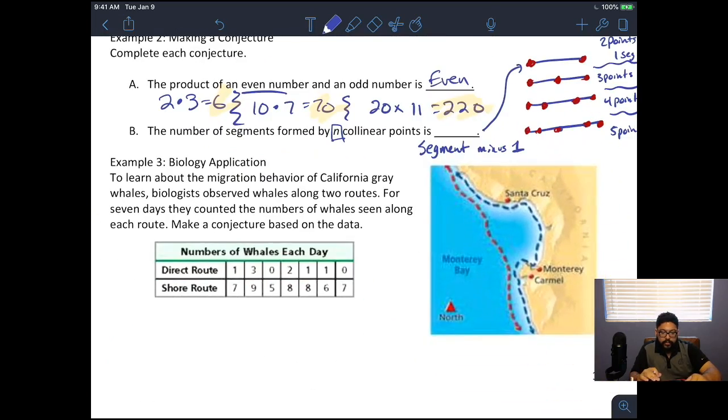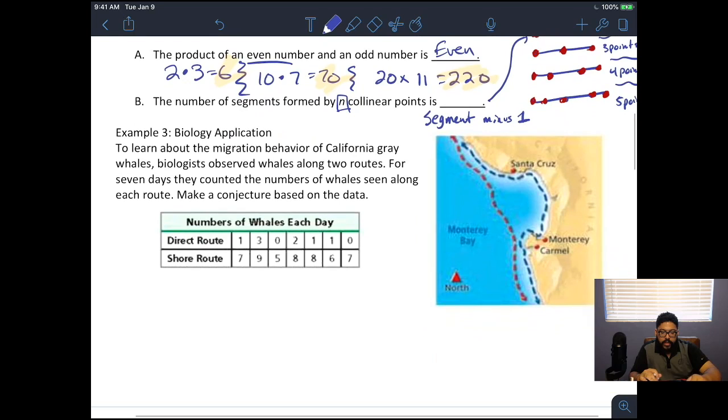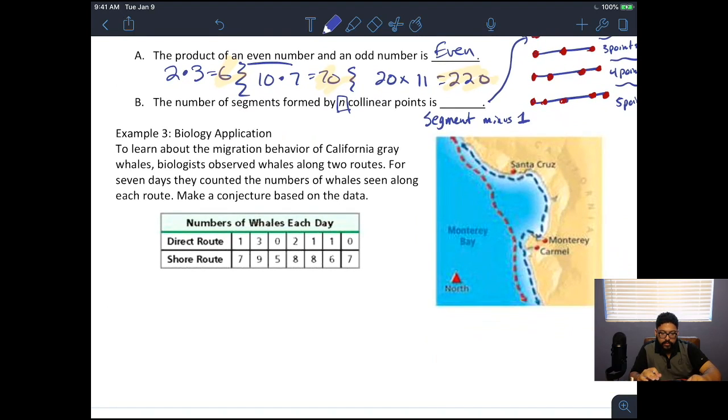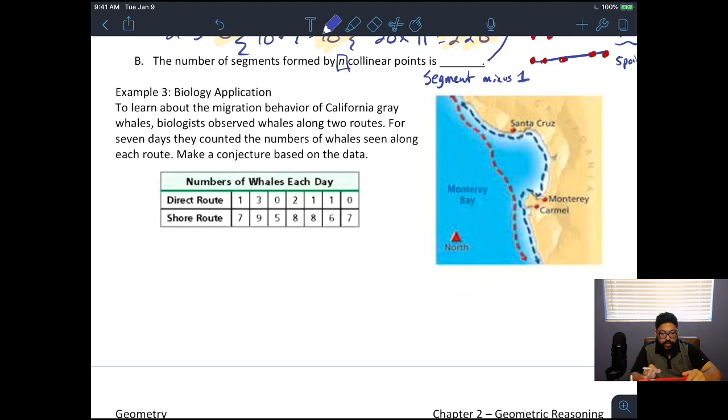Example 3, biology application. To learn about the migration behavior of California gray whales, biologists observed whales along 2 routes. For 7 days, they counted the number of whales seen along each route. Make a conjecture based upon the data. So looking at this, we have route 1, 1302110 on the direct route, and then 7958868. So what is a statement that we can make based upon the data?